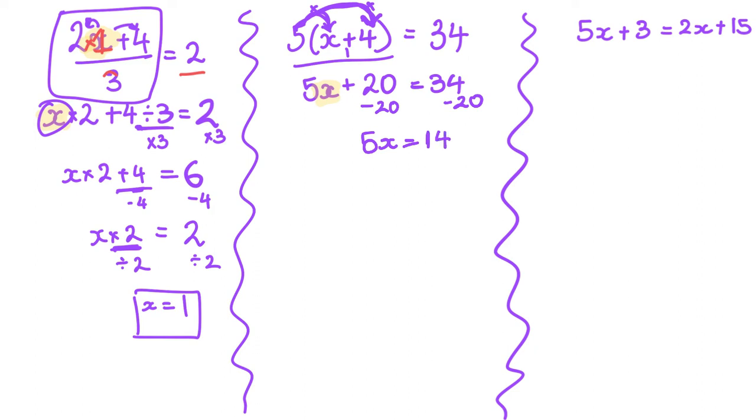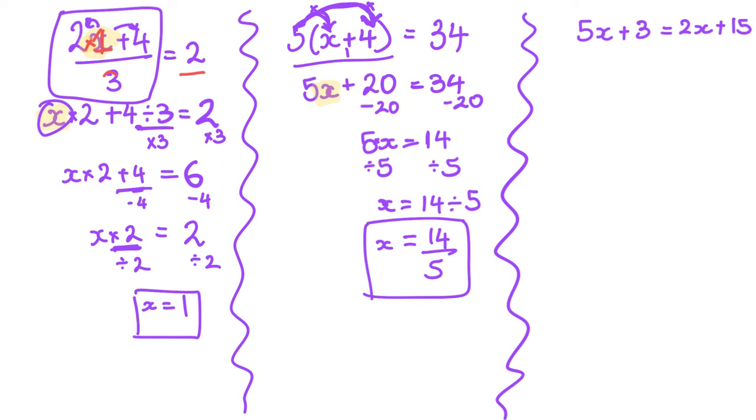Then we've got 5 times x. Opposite of timesing is dividing. So our answer is x equals 14 divided by 5. You can just leave it as 14 over 5 if you want as well, if you don't have a calculator with you. Done!